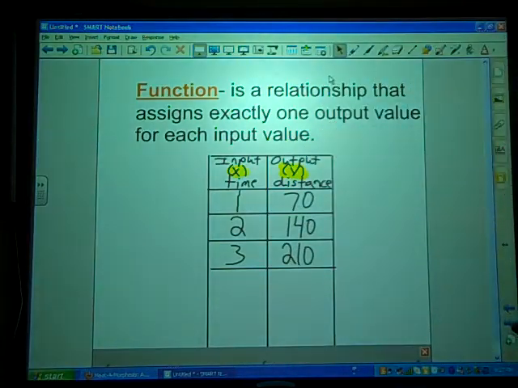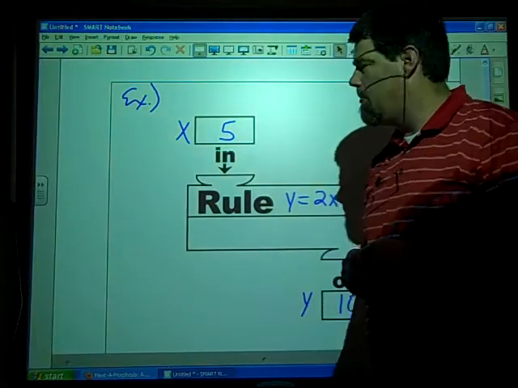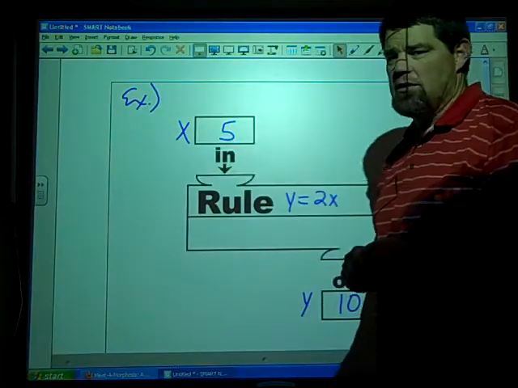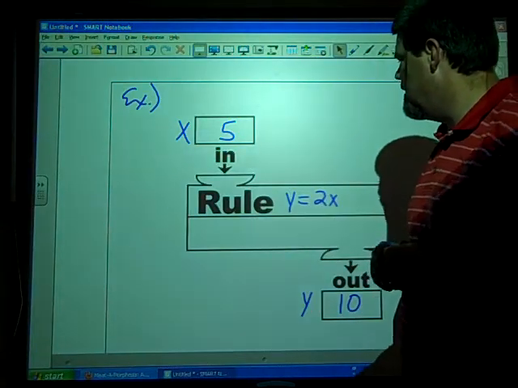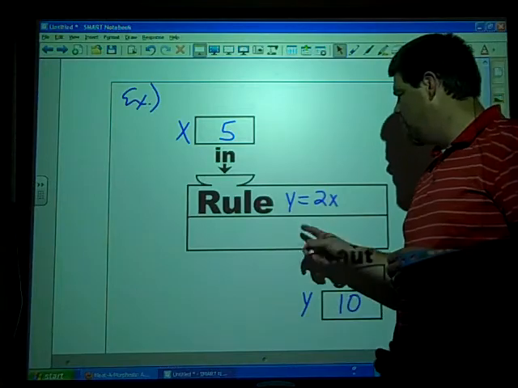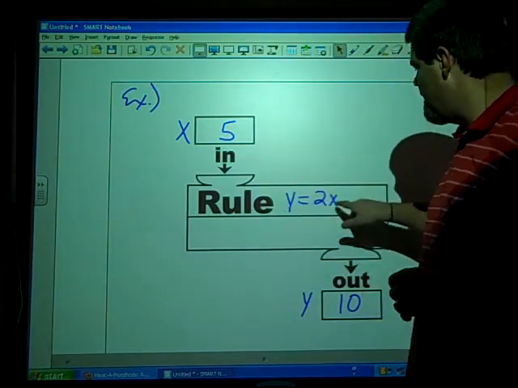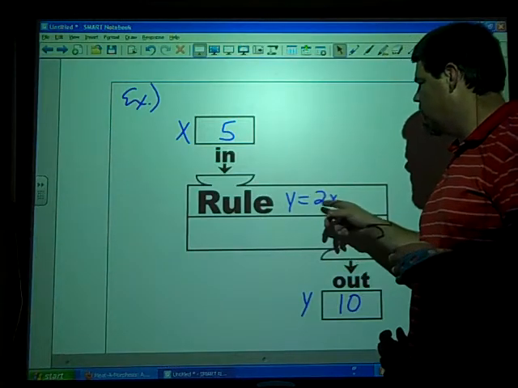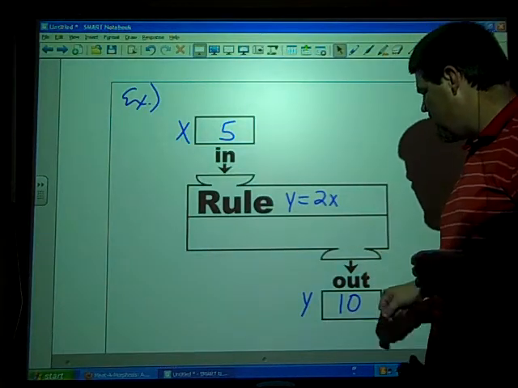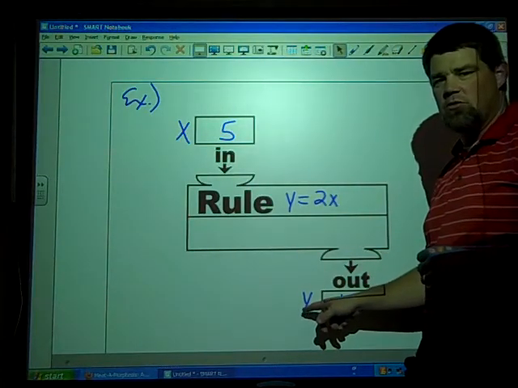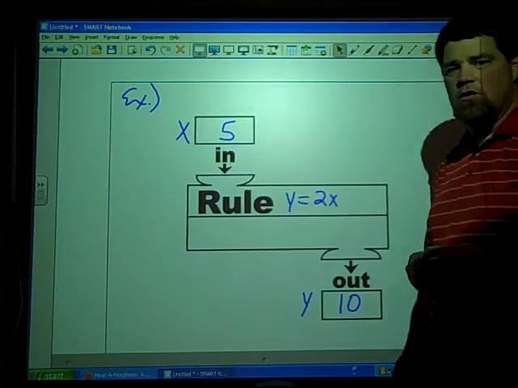So let's take a look at what we call a function machine. Here's our function machine. Our input value is x, and we're going to substitute 5 for x. We're going to put it in our function machine, and as the 5 goes into this machine, it's going to use the rule that y equals 2x. So we're going to substitute that 5 in for x, and we have to do 5 times 2. As it comes out of our machine at the bottom, it becomes our output value, which is represented by y. And when we do 5 times 2, our output value is going to be 10.